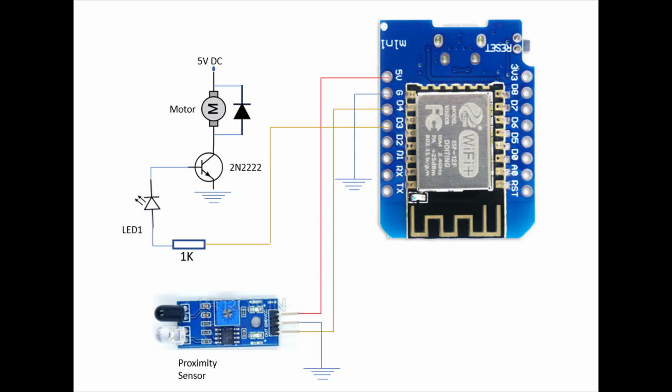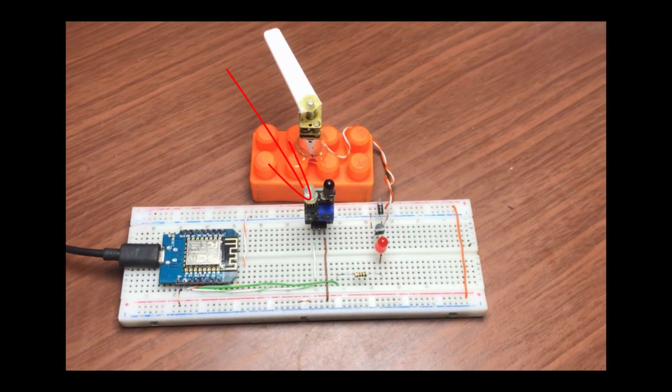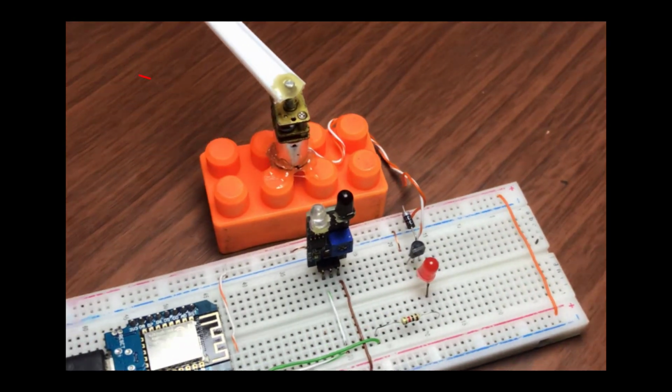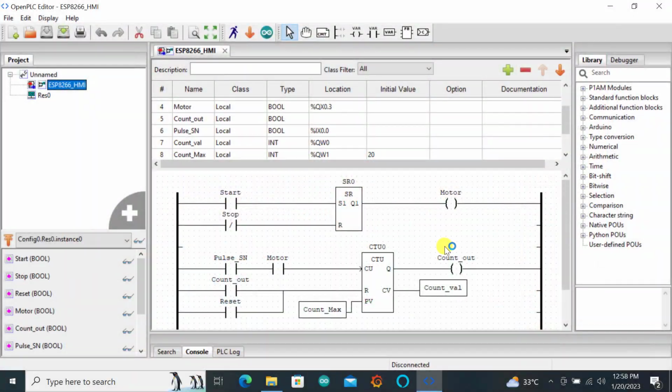Now, to understand how the wiring is going to be, let's look at the actual setup on our breadboard. Okay, now this is our breadboard setup. We have our ESP, we have our proximity sensor, LED and transistor. We have our motor with the lever. Now let's look at our code. So this is the exact code that we used in the previous tutorial, with just a little modification. I will point out the modification quickly.